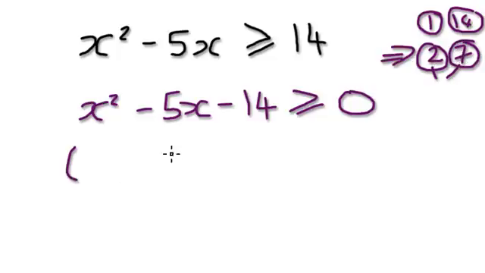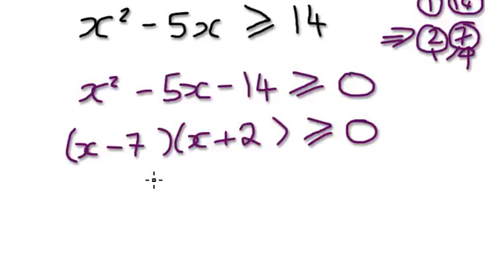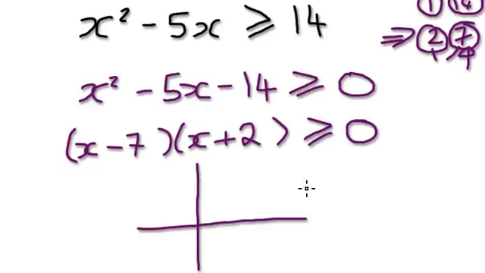So let's just factorize. Now it's going to be this greater or equal to 0. x here, x here. Now because I want to create the minus 5, I've got to put the minus 7 to take it into the negative realm. So this has got to be minus 7, and this has got to be plus 2. Okay, I've just factorized there.